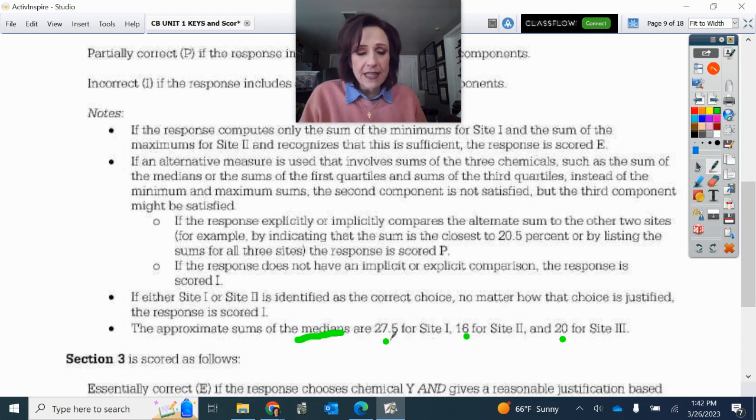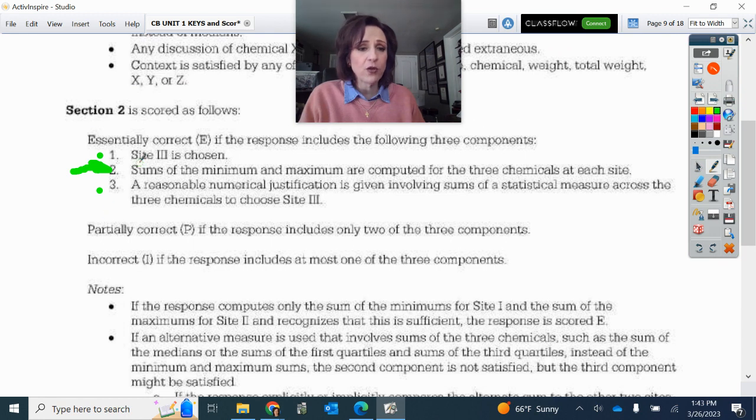So if you did that, then it says here, if you compared the sums by indicating that the sum of the medians were closest to 20.5, then you get a P, because what that does is that says you do not get credit for component 2, but you can get credit for component 3. All right, so there is how you got full credit on that particular part.